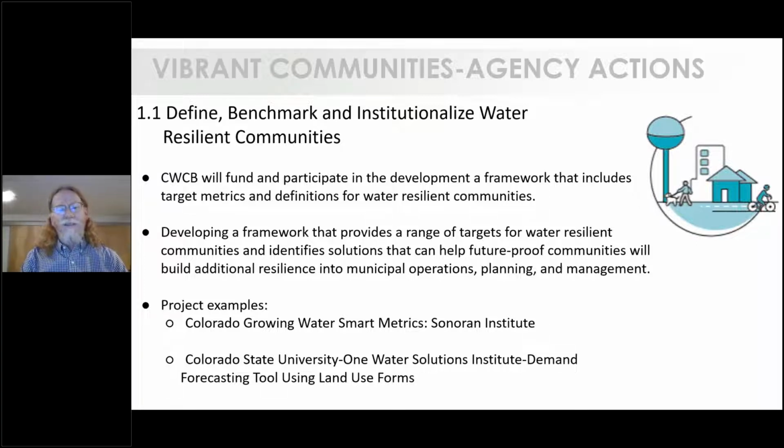Okay, so I've got a couple more slides here, and these are some specifics that come out of the plan. Those numbers up there, 1.1, and the next one will be 1.6, are the actions that are in the plan themselves. So this is 1.1 of our agency actions that we've got going on. The idea is to define and benchmark institutionalized water resilience, resilient communities, developing a framework that includes target metrics and definitions of what this means, and creating solutions. We're trying to look at how do we future-proof communities going forward, and how do we harness this new development and make it much better than it has been. We've got a lot of suburban sprawl here. It's not the best, and so we're trying to look at new directions.